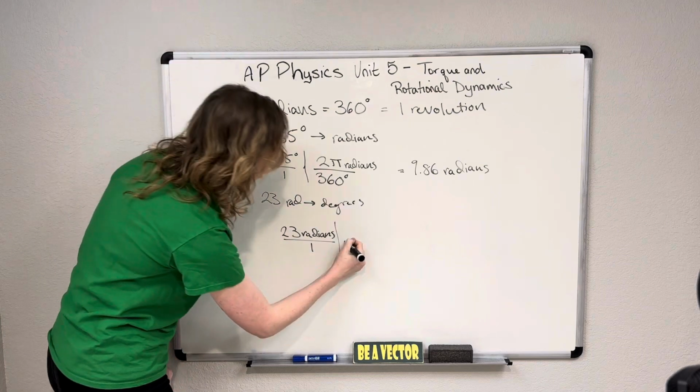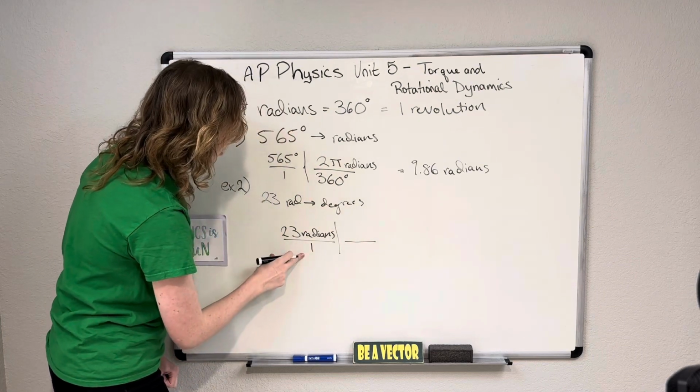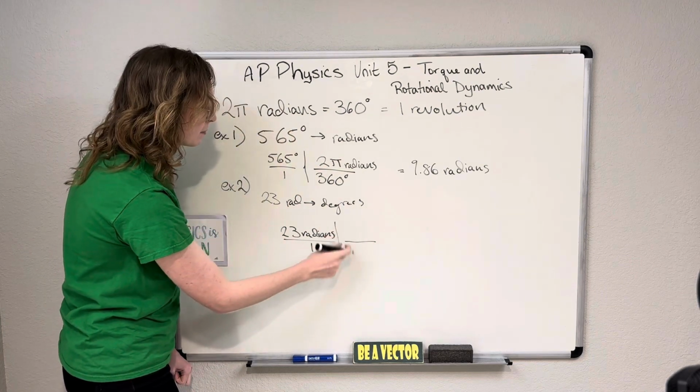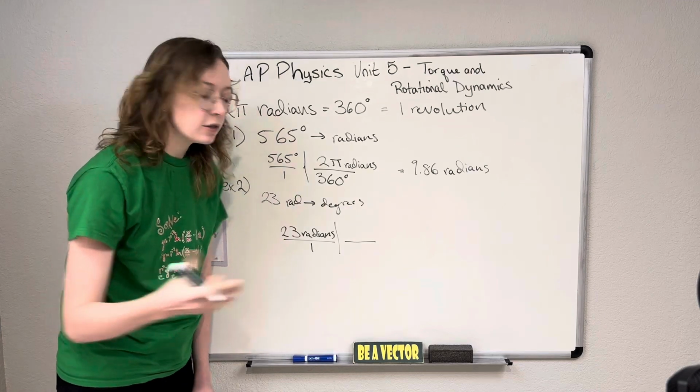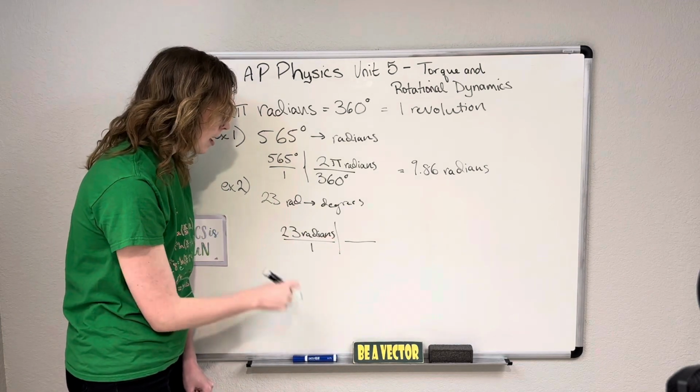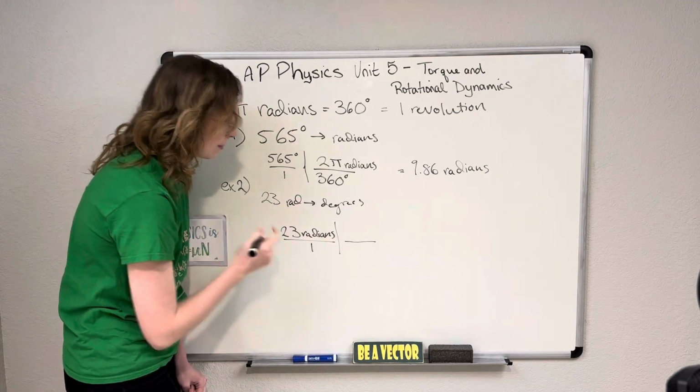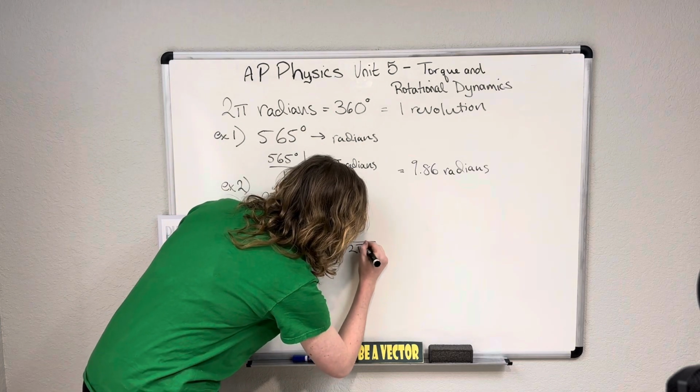So if I'm doing my little train tracks, I have 23 radians over 1. I need to multiply this by something that's equal to 1 so that I don't change my value at all. But I want radians in the bottom, so I have 2 pi radians here.